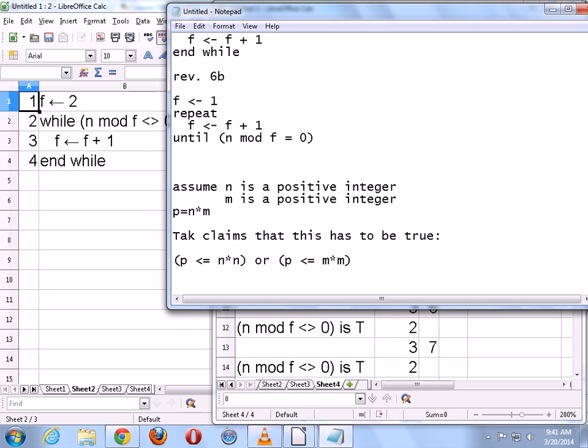You can try simple numbers. 3 and 5. If you choose n to be 3, m to be 5, then the product is 15. 15 is less than or equal to 3 times 3 is not true. 15 is less than or equal to 5 times 5 is true. But since it's a disjunction using the or, if one side is true, the entire thing is true. So can you find me a counterexample?